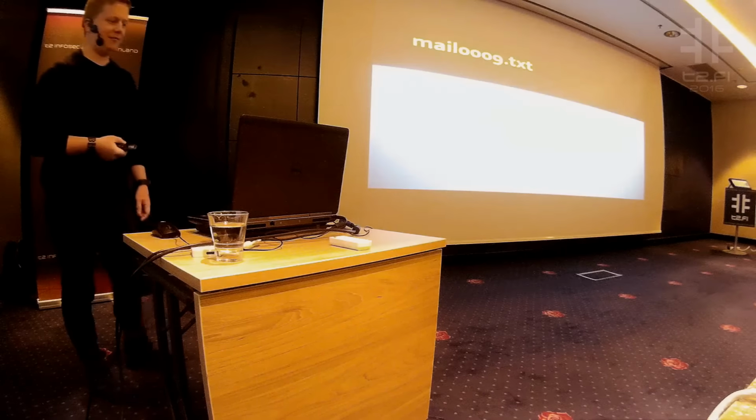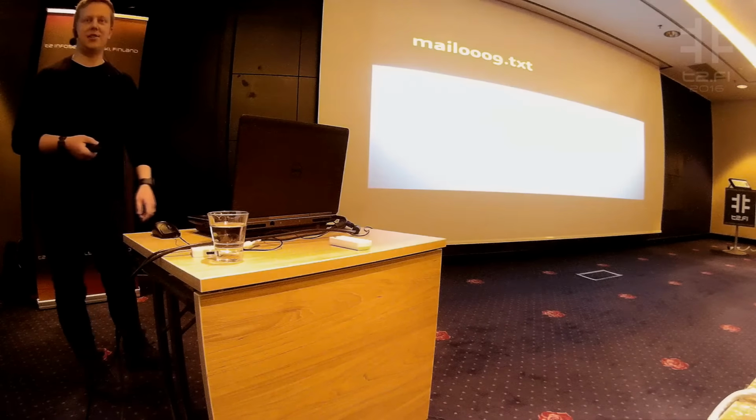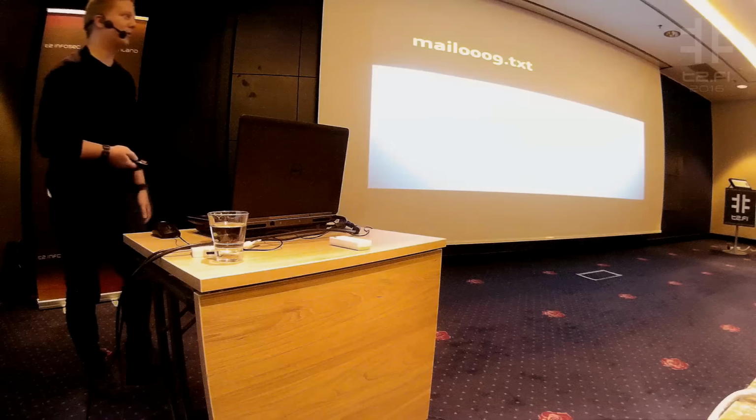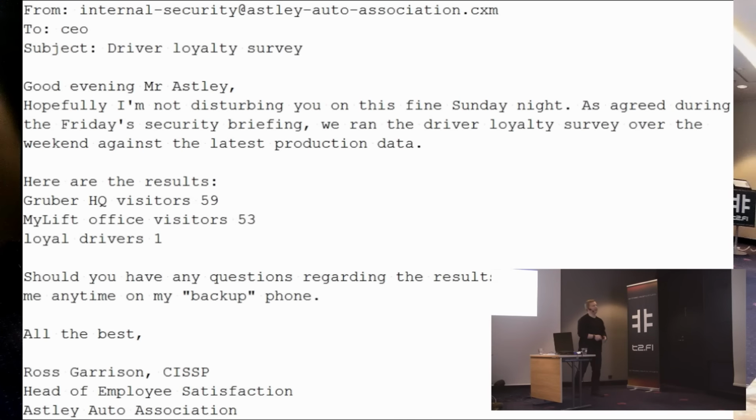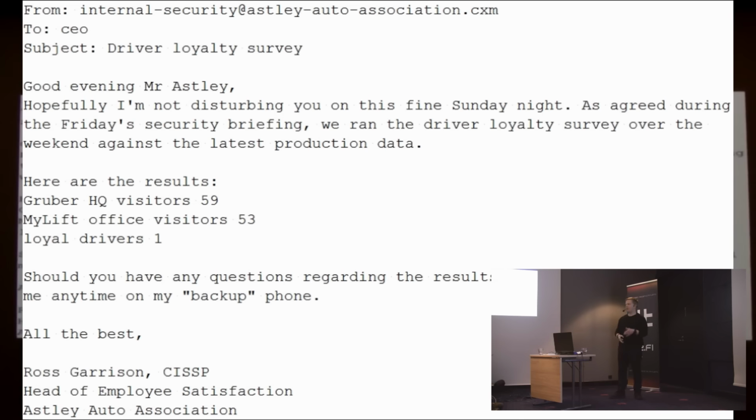It's actually quite funny that the order in which we are presenting these challenges, we are going probably from the most difficult one to the easiest one, and here's the final one. So, again, this is an email from internal security of AAA, and Mr. Astley had a wish that we should track all our drivers to see whether they are loyal or not. And apparently, quite many of the drivers have been visiting Gruber headquarters, a competitor. Many of them have also visited Mylift headquarters, another competitor. And apparently, there is just one loyal driver.